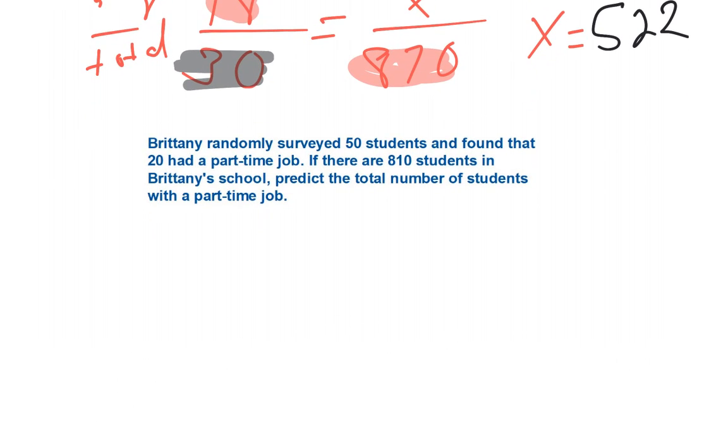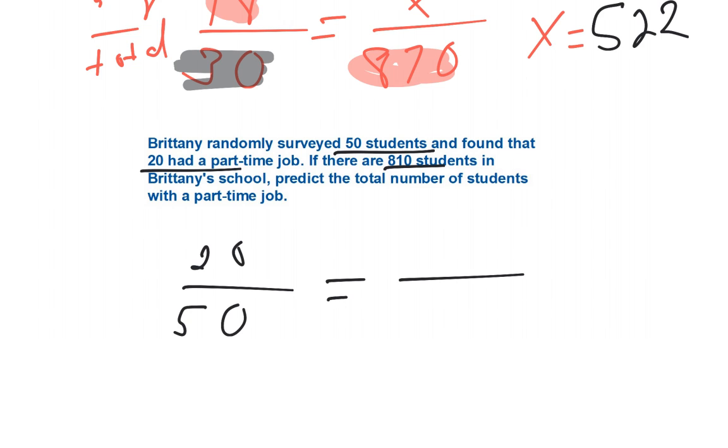All right, last one. She randomly surveyed 50 students and found that 20 had a part-time job. There are 810 students in her class. Predict the total number with a part-time job. What's my first fraction going to be? 20 over 50, yep, equals what over what? X over 810. Yeah. So what two numbers are we going to multiply together? 18 and 20. Yep. And then what are we going to divide by? 50, yep. And what do we get?